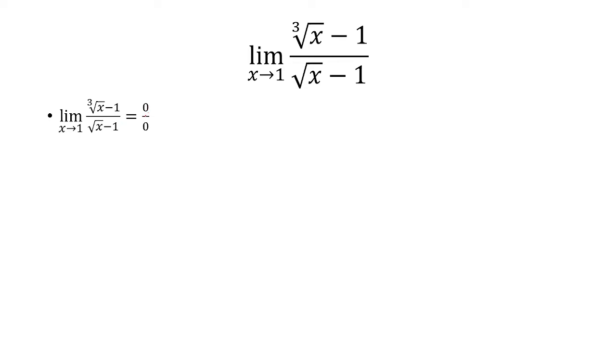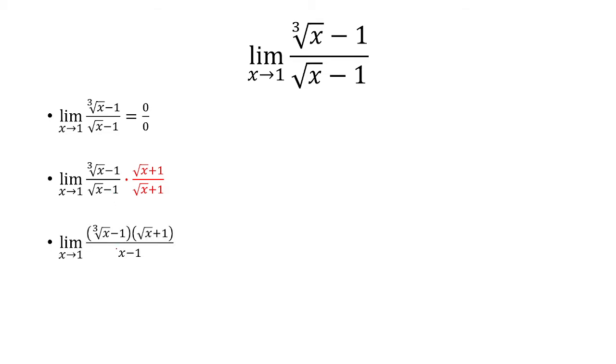So if you want, you can use L'Hopital's rule, but we're going to use algebra to rewrite this limit. So I'm going to multiply by the square root of x plus 1 top and bottom. And the idea is that the denominator simplifies to x minus 1.